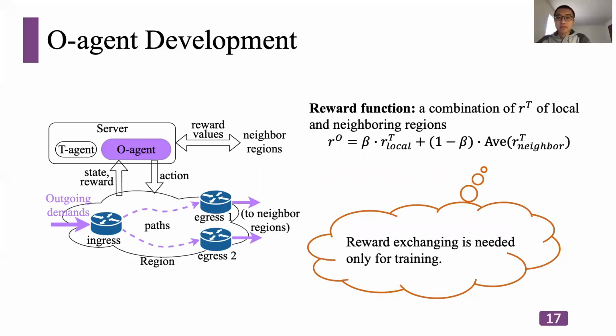Recall that the routing of outgoing demands affects the traffic distribution of both local and other regions. To reduce congestion of the whole network, the reward value of O agents should not only reflect the network status of the local region, but also reflect the network status of the other regions. Therefore, we use a different reward function for O agents. More precisely, adjacent regions can exchange local rewards of T agents. The reward of the O agent is a linear combination of these shared local rewards. Note that reward exchanging only happens during the training stage. After training, the agents will do inference based on local state information independently.